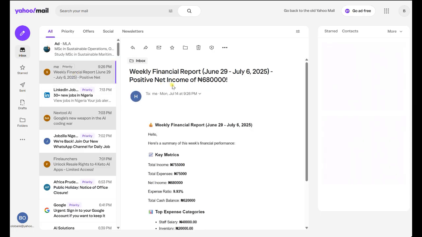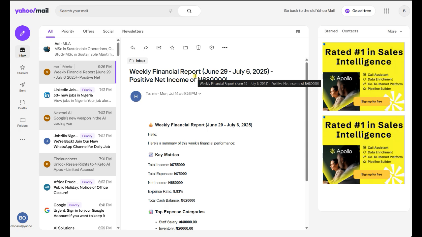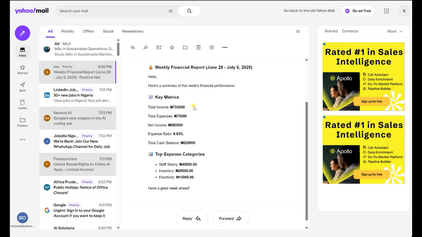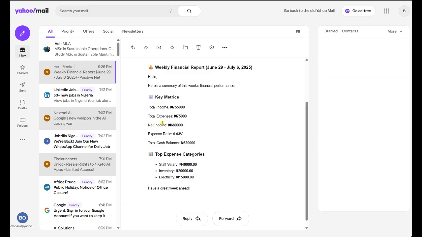So the header will be your net income. That's the first thing you want to see. What is my net? So to tell you if you're negative or you're positive, and then to give you the key metrics, the breakdown. So you have your total income, your expenses, your net income is this, and then your expense ratio. So you notice that when we're inputting, we earn more than what we spent. Your total cash balance is this, but this is the point of interest for you, net income, so you know if you are still liquid or not.